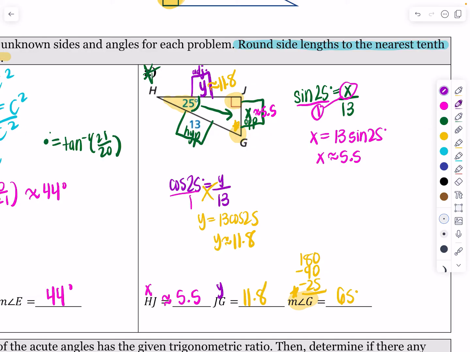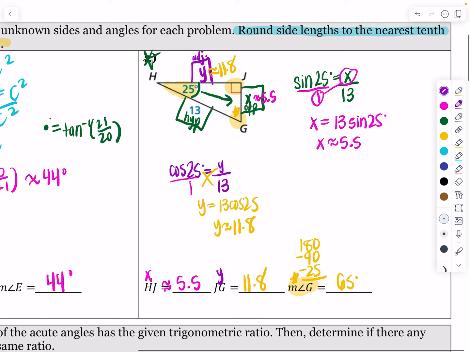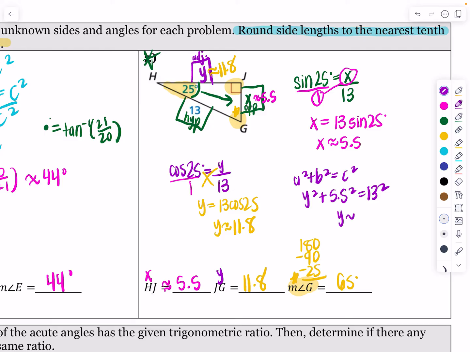Had you used Pythagorean theorem instead to find the purple piece, here's what would have happened. A squared plus b squared equals c squared. Of course, my c is my hypotenuse, so that's going to be y squared plus 5.5 squared equals 13 squared. And so what you're going to end up typing in your calculator is 13 squared minus 5.5 squared. And that is going to give me 138.75, and that's what y squared is. So when I take the square root of that, I get 11.77, which rounds up to 11.8.